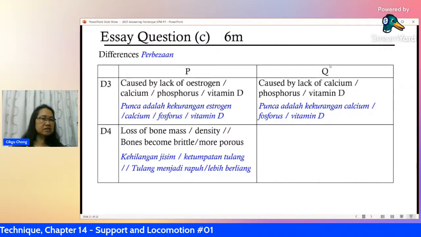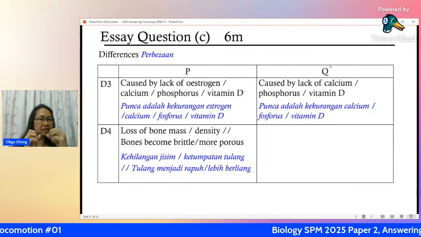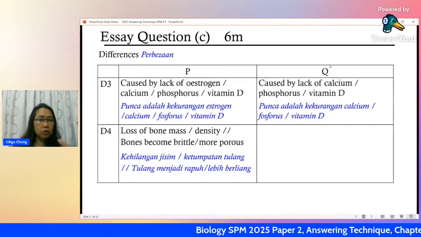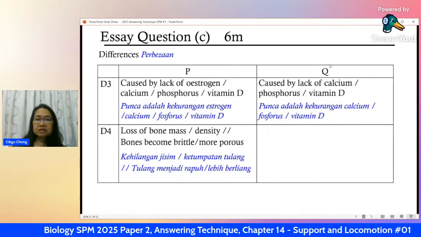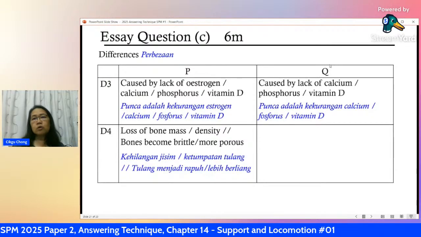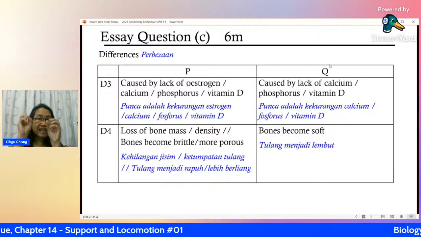Why does the person have this disease? Because you can see inside the bone here, very big holes. Bone mass is low. The bone is very hollow. Or low density of the bone, or the bone becomes brittle, more porous. Whereas for Q, the bones are actually softer. Nothing to do with the density of the bone.